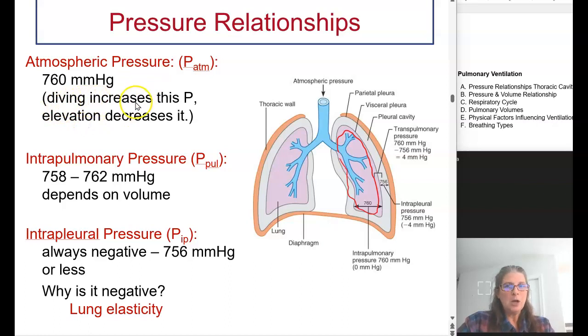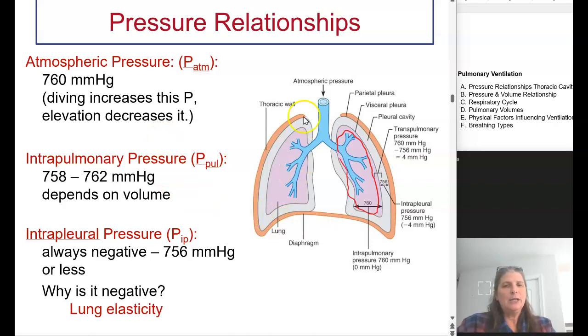Now, you probably know that when you dive, if you were to jump into the deep end of a swimming pool and go very deep, that pressure increases. In fact, you can feel it pushing on you. It might hurt your ears. So as we go deeper and dive at the ocean or swimming pool, this pressure actually goes up. But if we go up in altitude, if you climb a mountain, as we go higher and higher in elevation, this pressure actually decreases. This is why people will say the air is thinner. The atmospheric pressure is actually lower as you go up in altitude.